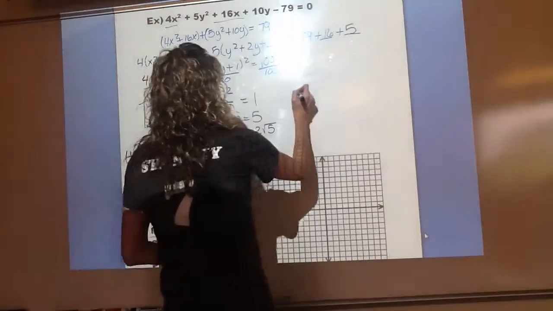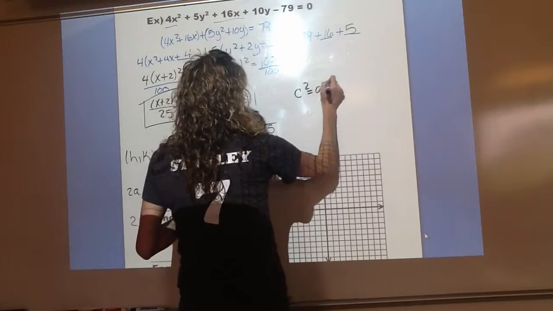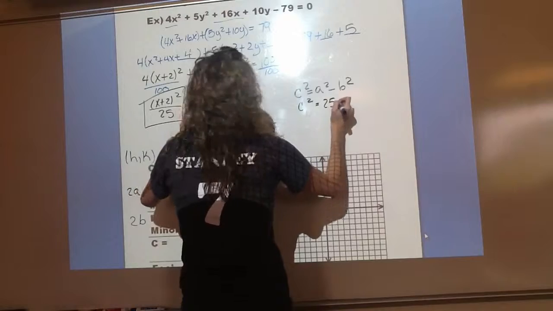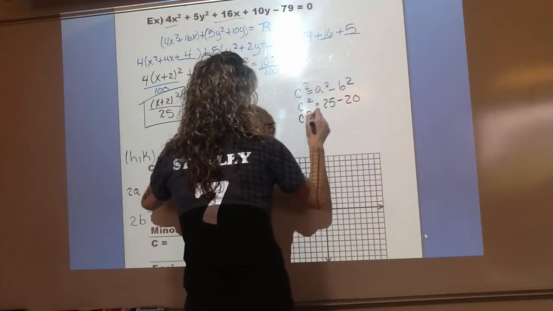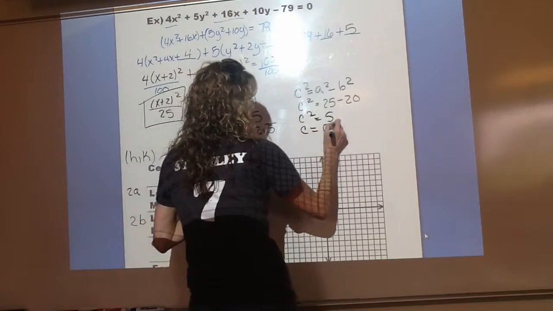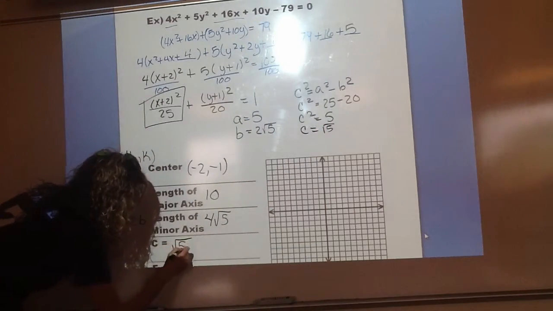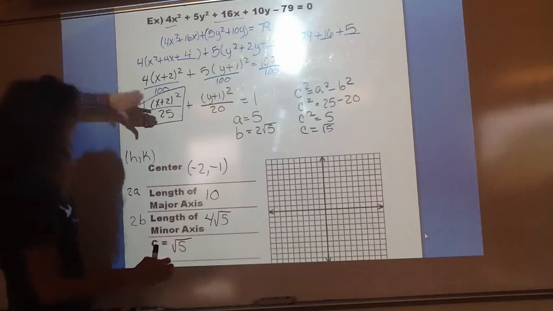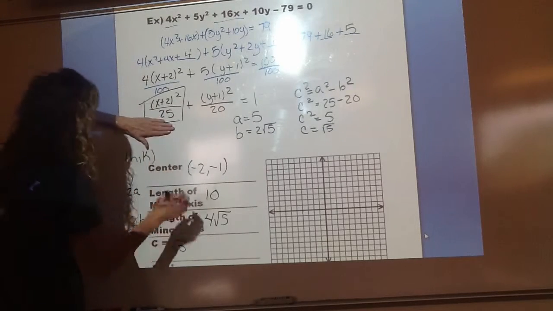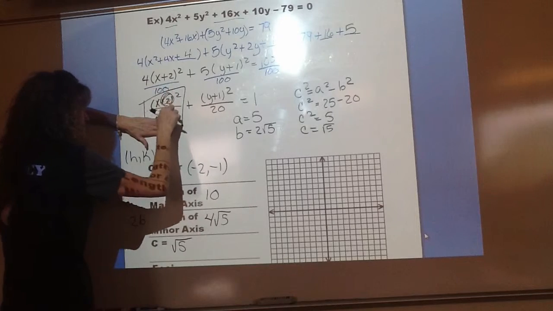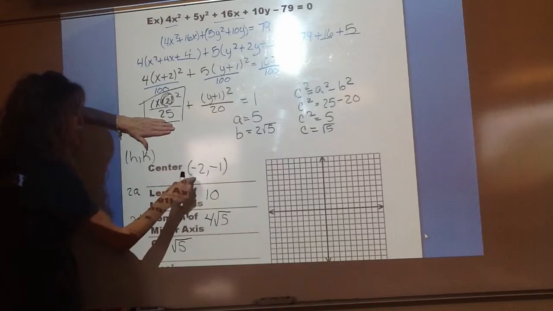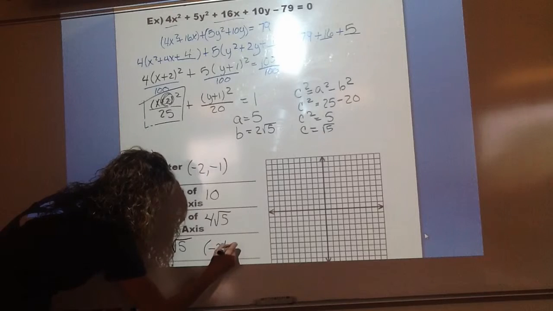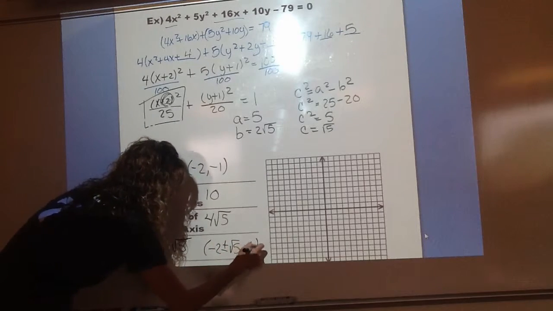I need to find c. What I know is that c squared equals a squared minus b squared. So c squared equals the big denominator, which is 25, minus the small denominator, which is 20. So c squared equals 5. So c equals the square root of 5. All right, let's talk about this. The focus is on the major axis. The focus affects where the bigger denominator is from. Here's my bigger denominator. So my focus affects this 2 right here. That's what my focus affects, because that's where my bigger denominator is. So my focus is going to be negative 2 plus or minus the square root of 5, and then that negative 1 is not affected.